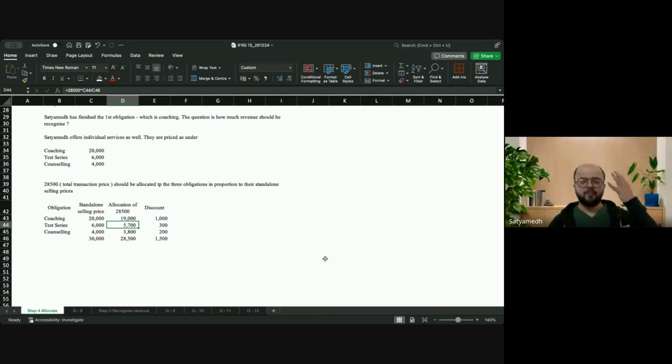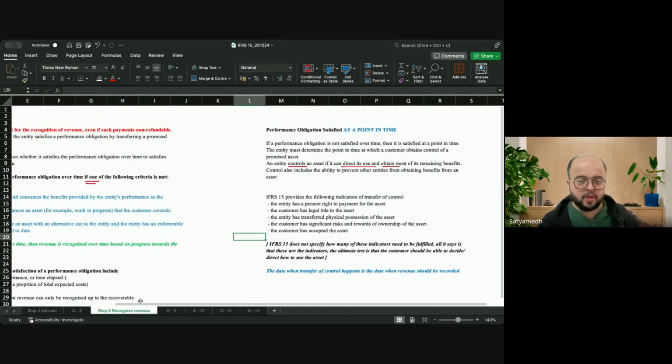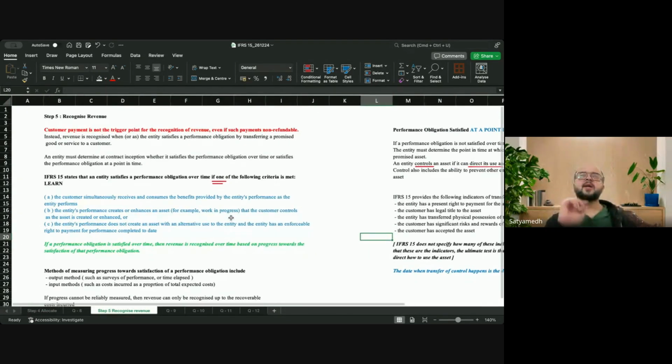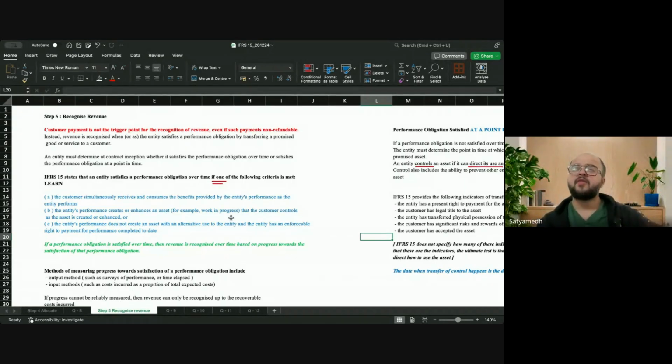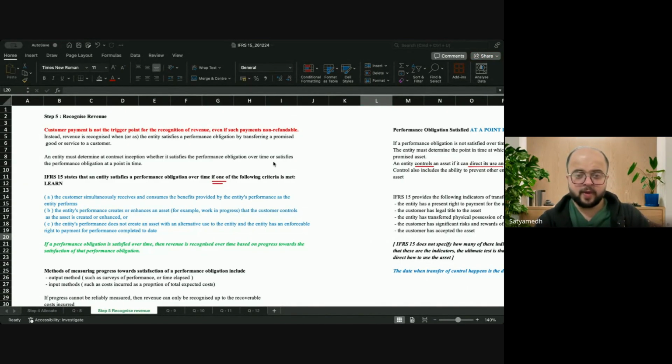So this is the fourth step. You allocate the transaction price, and after that comes the most important step, which is recognize revenue. Now, all our effort has come down to this point where we are answering the question, when exactly should we recognize the revenue? That is an important one. Revenue can be recognized only when the performance obligation is complete.